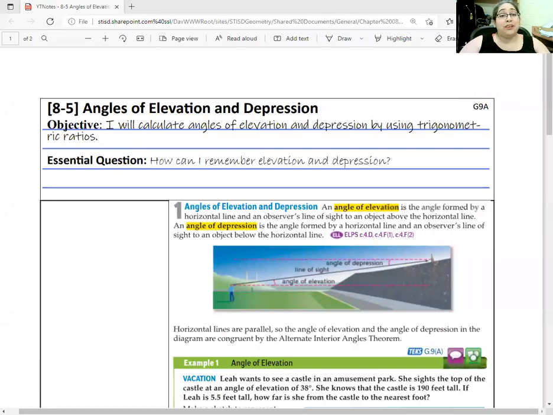Welcome back. We're going to be continuing our work with right triangles. This time, finishing up some trig, we're going to be looking at angles of elevation and depression. What we're working on today is calculating those angles of elevation and depression, using the geometric ratios and functions of sine, cosine, and tangent in order to accomplish that.